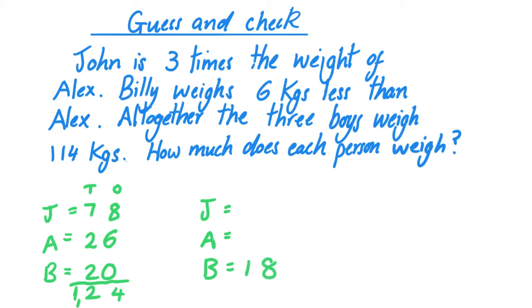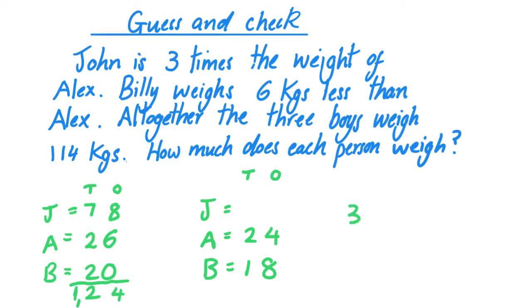Now, Alex is 6 kilos more, it says in the question. Billy weighs 6 kilos less than Alex. That means Alex is 6 kilos more than Billy, doesn't it? So if we put 6 on top of 18, we've got 24. These are slightly smaller numbers, aren't they? Notice again that I'm keeping it in the ones column and the tens column. It's going to make it easier for me to add up.